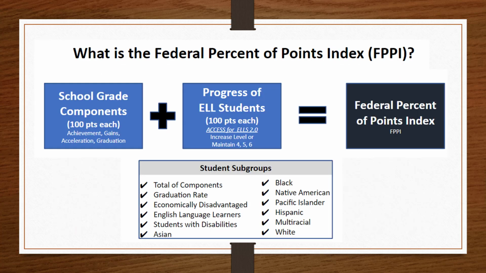Calculation of the Federal Percent Points Index includes all school grade components: achievement, gains, acceleration, and graduation, plus English language proficiency progress, which is the percent of ELLs who make progress on the Access for ELLs 2.0. These are the ELL students who increase their composite proficiency level or remain at a composite score of 4, 5, or 6. This is calculated for all schools, including ESC, Alternative, and DJJ, and calculated overall and by individual subgroups.